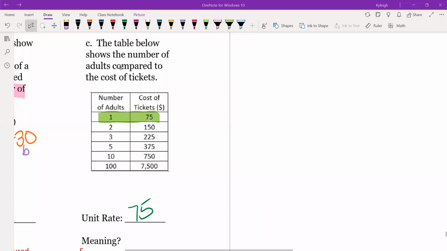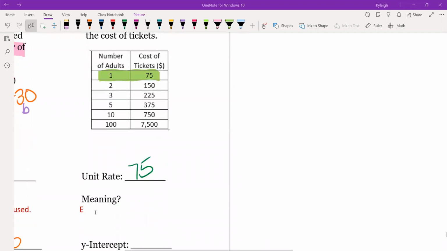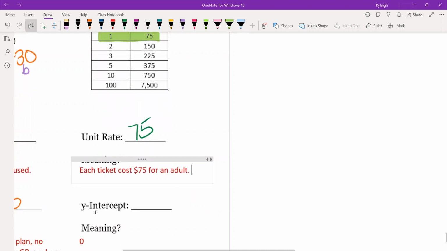Okay, so letter C is the number of adults compared to the cost of tickets. So it should be money over everything. So any of those you choose, you would get 75 over 1. So that's automatically our unit rate. What that means is that each ticket costs $75 per adult.